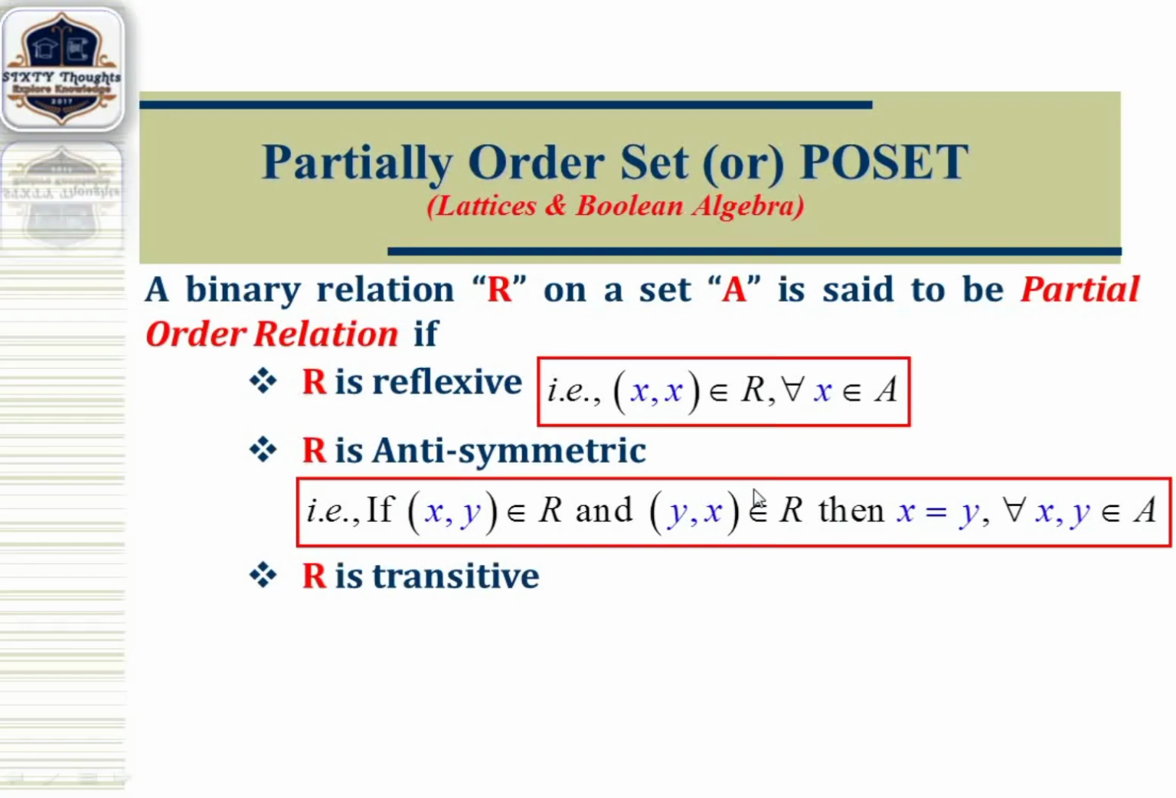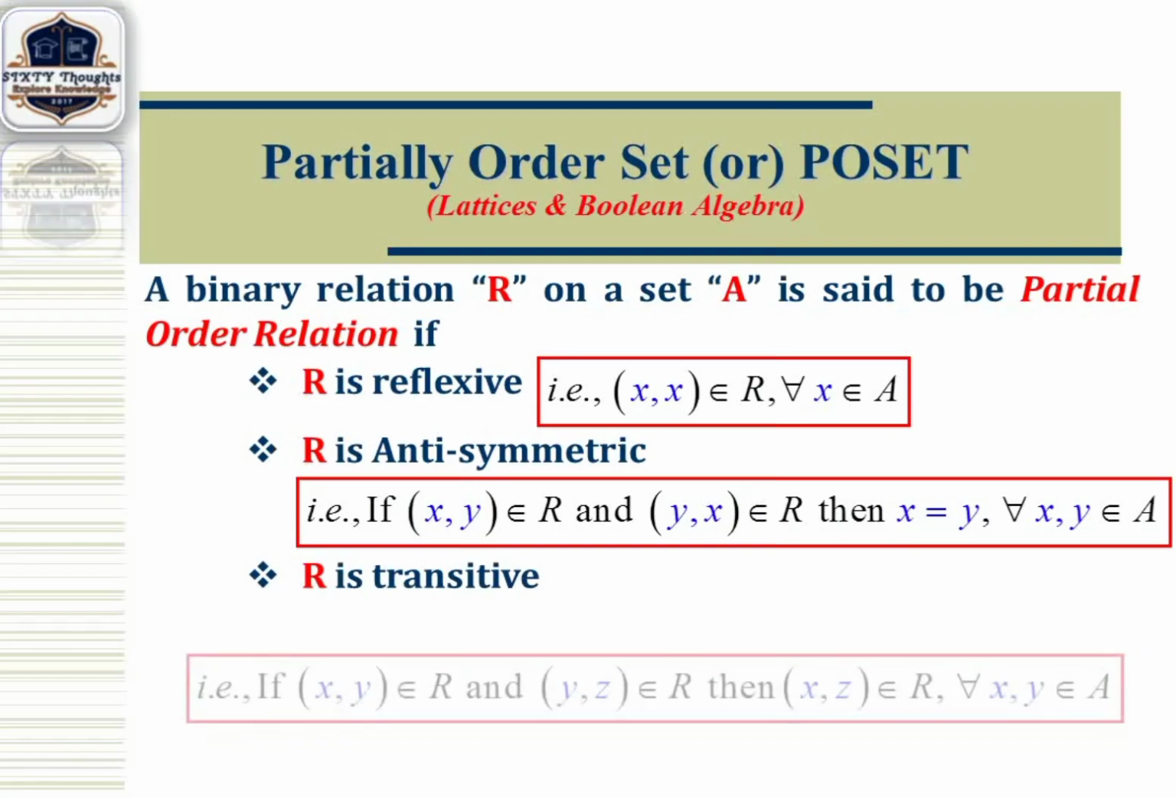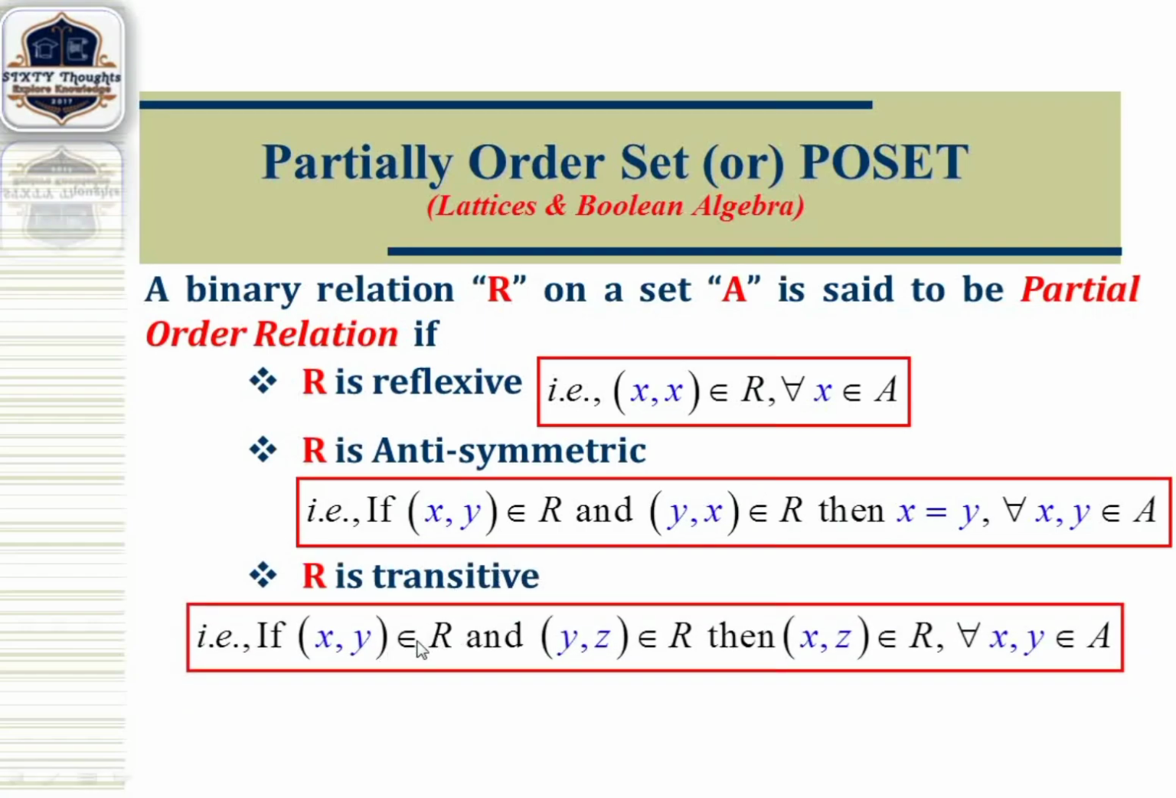Third one is R is transitive. Transitive means if (x, y) belongs to R and (y, z) belongs to R, then (x, z) belongs to R, then it is called transitive property. Once it satisfies these conditions, the given relation is called a partial order relation, not partially ordered set.